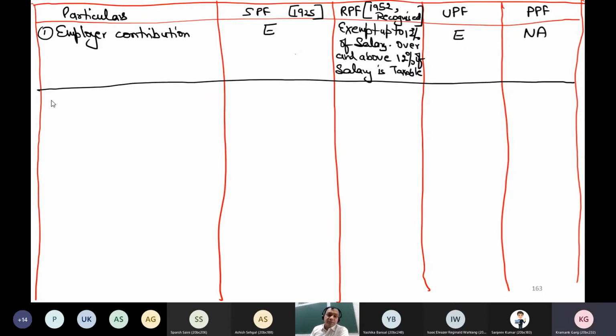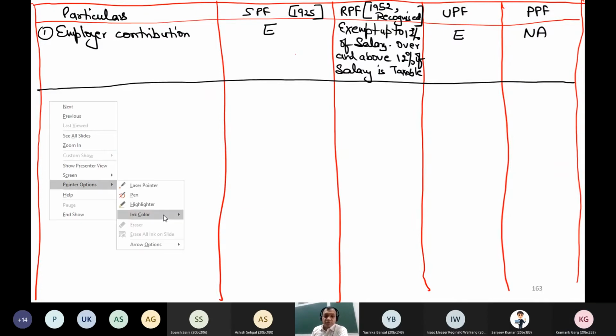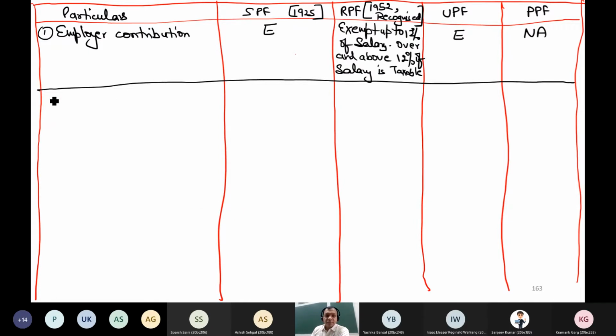Now, what is happening every year? Not only does the employer contribute, the employee also contributes every year. So this is another event happening: every year, the employee's contribution. Can you tell me logically what is the tax treatment of the employee's contribution in SPF? Is it exempt or taxable? Sir, it is exempt.